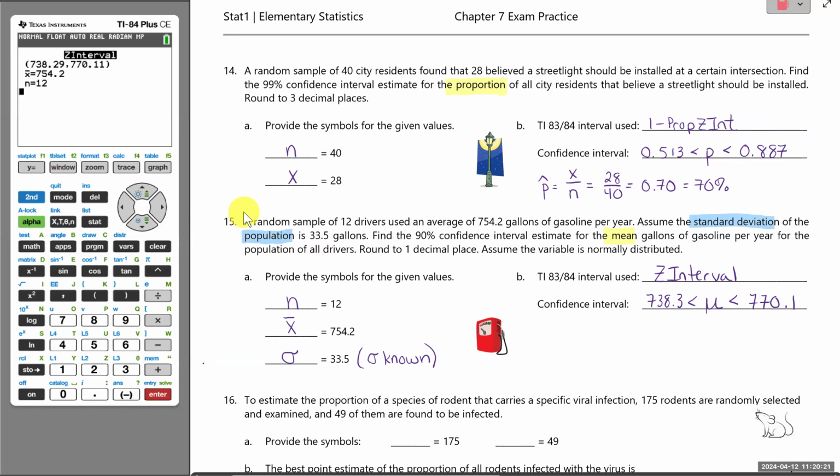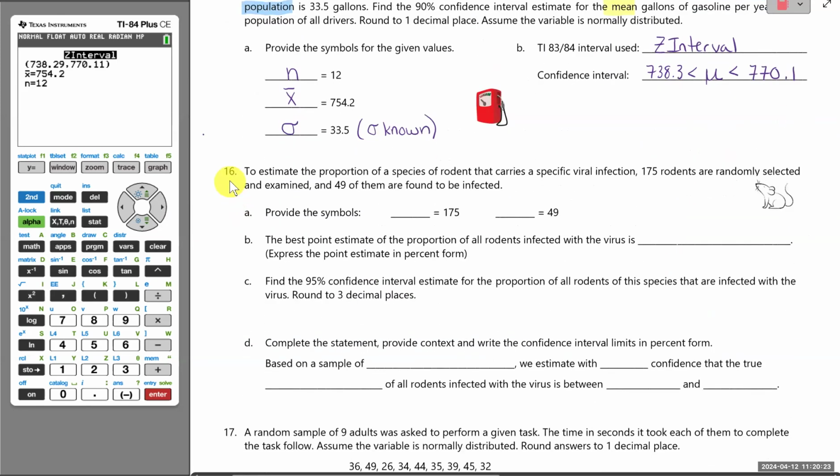Okay, let's move on here, number 16. To estimate the proportion of a species of rodent that carries a specific viral infection. I'm just going to highlight proportion. We're estimating a proportion. 175 rodents are randomly selected and examined, and it's found that 49 of them are found to be infected.